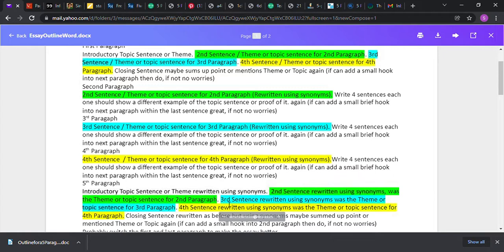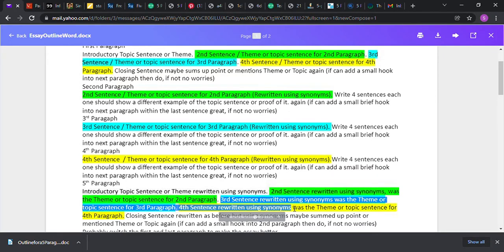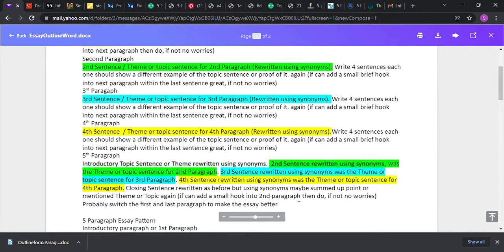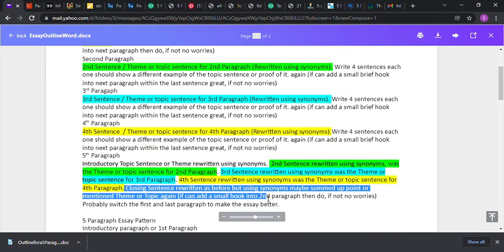So then, third sentence rewritten using synonyms was the theme or topic sentence for the third paragraph. And you get the hang of it as you do it. And then the fourth sentence, you rewrite that again. Then the closing sentence, rewritten as before but using synonyms, maybe summing up your point or mentioning the theme or topic again. And now you have this clearer picture of what your point is and what you're trying to get across. So when you get done with this last paragraph and you're reading it, you're like, wow, this is so much better than the first paragraph.